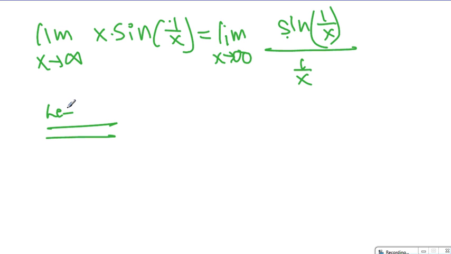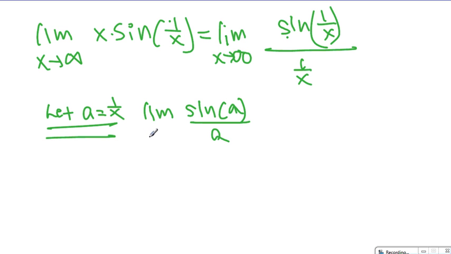let a be equal to 1 over x. If you write it the other way, then it is the limit of sine of a over a. As x approaches infinity, what happens to a? a will in fact approach 0. You see, as x approaches infinity, a will approach 0. Then this is exactly the same format as the previous one. Therefore, our answer will be equal to 1.